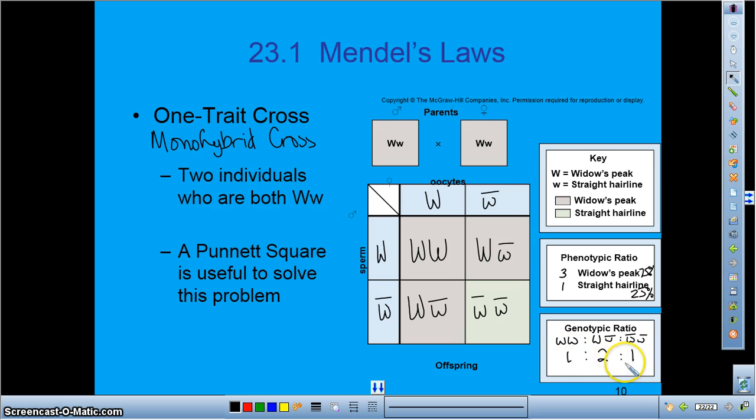And you can't just say 1 to 2 to 1. Again, you have to connect it to what? 1 WW to 2 Ww to 1 ww. So when you do a Punnett square, you do the Punnett square, you give the phenotypic ratio, and you give the genotypic ratio as well every single time.